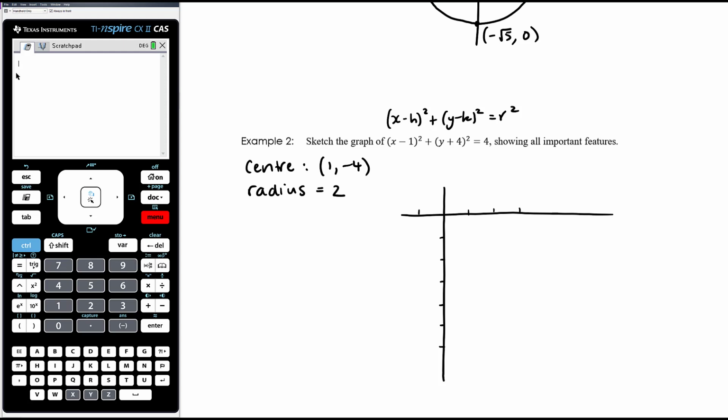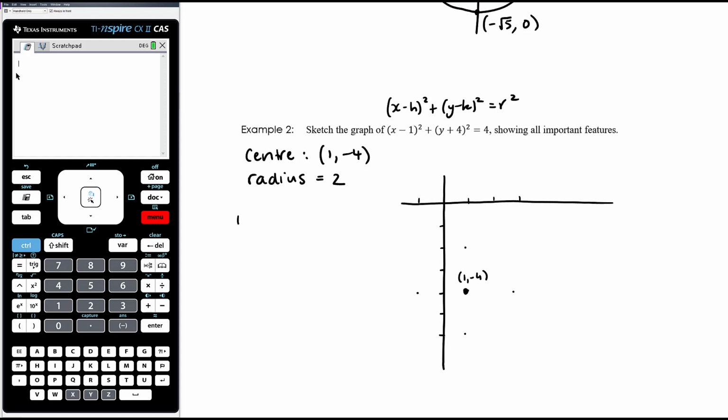So (1, negative 4) is my centre. That's that there. And we have a radius of 2, which means 2 above this point, 2 to the left of this point, 2 to the right of this point, and 2 below this point. So they're not actually key features. I don't need to mark the coordinates of those points, but I am going to draw them in to help me draw the circle shape. The key points are that we're going to cross the y-axis somewhere here and here, and so we need to calculate where those values are.